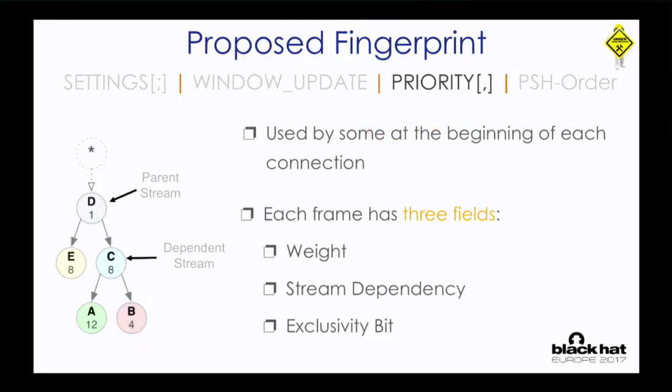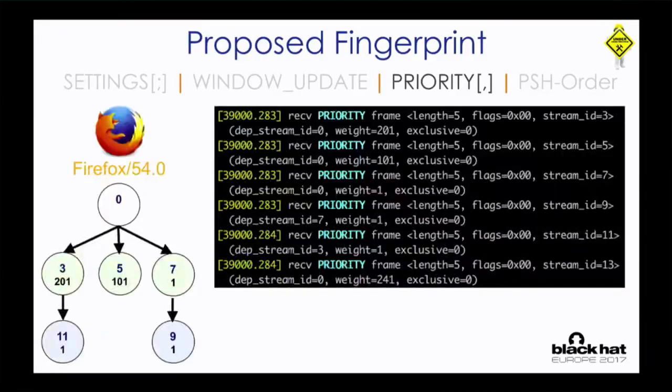So we found out that some of the clients actually do not only send the settings frame and the Windows Update frame, but immediately after that, they start sending priority frames. And this is a live example for Firefox. Firefox would send a settings frame, it would send a Windows Update frame, and right after that, 5 or 6 priority frames. And can anyone think why Firefox would do that? Why would it create this dependency tree?